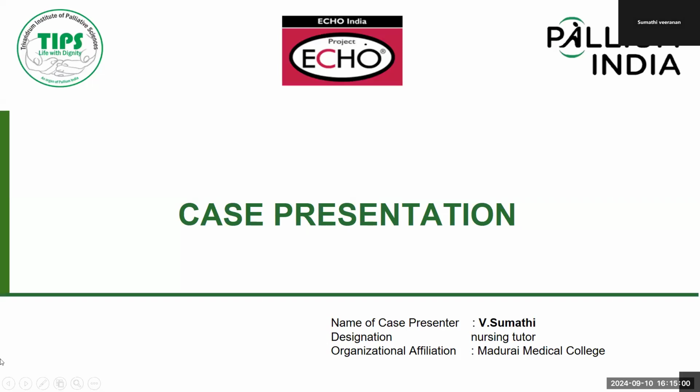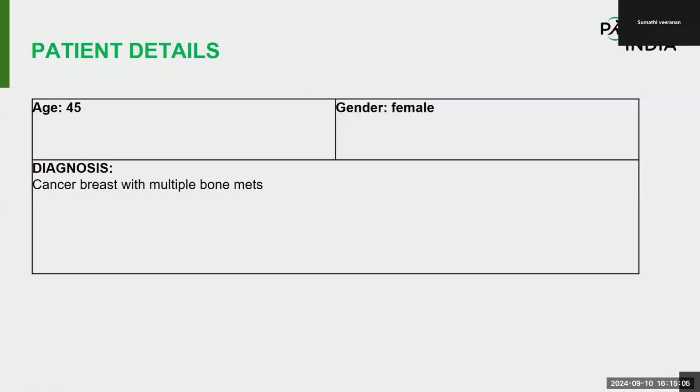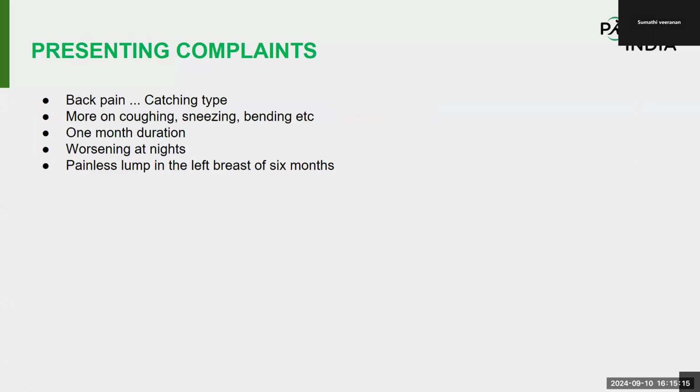My patient details: she is 45 years old, female. Her diagnosis is cancer breast with multiple bone mets. Presenting complaints: she has back pain, catching type, like a sudden muscle spasm, more on coughing, sneezing, bending, etc. Bending time, the root compression will happen. She has had it for 1 month and feels worsening at night. She has a painless lump in the left breast of 6 months.